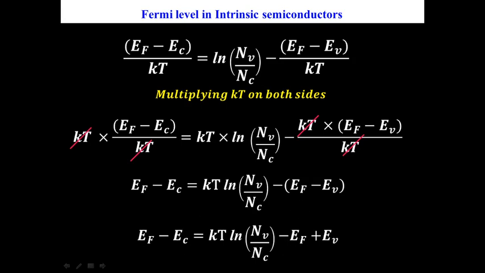So the same step we'll write in the next slide. Before that, this Ef we will take to that side and Ec to that side, so it will become plus Ef here and minus Ec here. After shifting, we get Ef plus Ef is equal to kT ln(Nv/Nc) plus Ev minus Ec. Here Ef plus Ef is twice Ef.